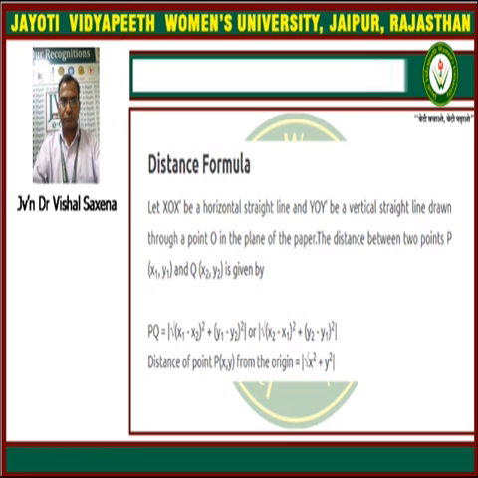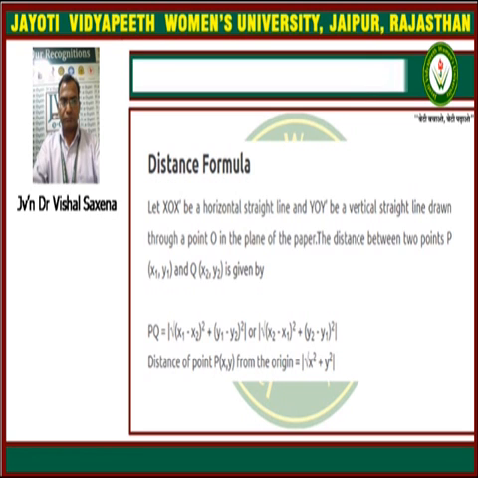So the distance between the 2 points (x1, y1) and (x2, y2) is given by the absolute value of under root (x1 minus x2) whole square plus (y1 minus y2) whole square, or the absolute value of under root (x2 minus x1) whole square plus (y2 minus y1) whole square.